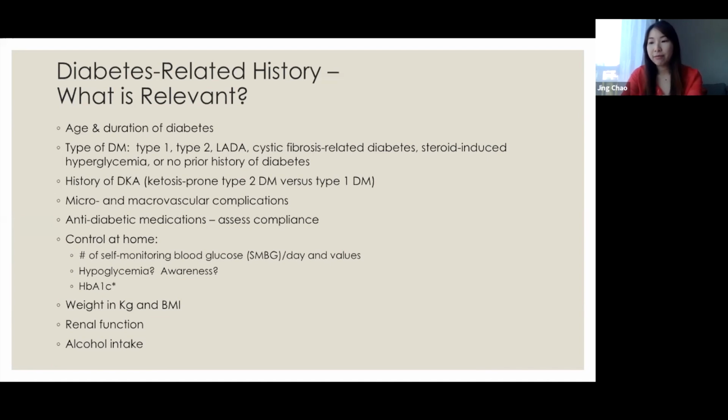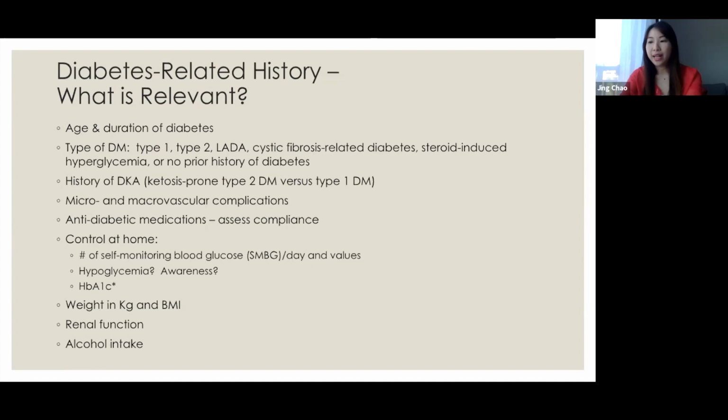Next, we consider the type of diabetes that patients have. This greatly affects the type of anti-diabetic medications that you're going to use to treat the patient, as well as determining the proper dose of insulin that you should start the patient on. And then, does the patient have a history of DKA? If positive, again, it raises the possibility of type 1 diabetes or LADA, but you need to be aware that there's also a diagnosis called ketosis-prone type 2 diabetes.